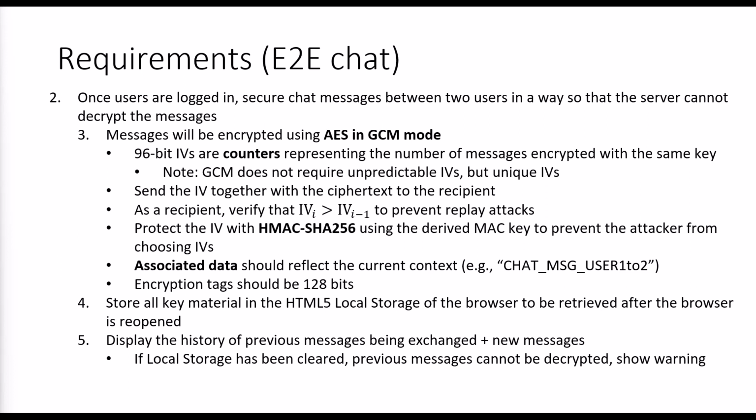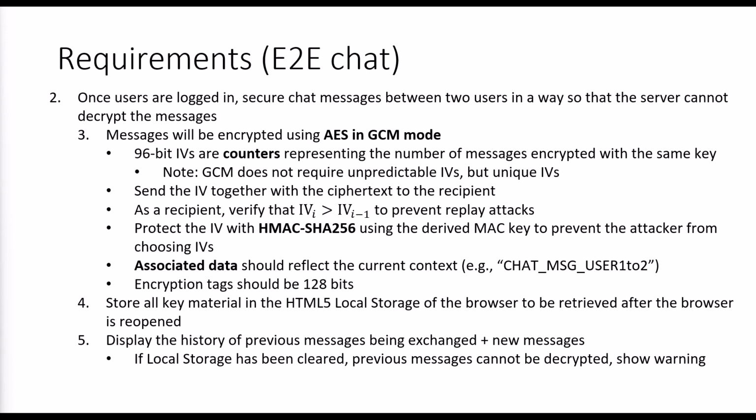This IV needs to be sent together with the ciphertext to the recipient. As the recipient, you need to verify that the IV of a given message is greater than the IV of the previous message. This is used to prevent replay attacks. You want to protect IVs so that an attacker is not able to provide a chosen IV. So for that, we use a MAC. You should use HMAC SHA-256 on the IV.